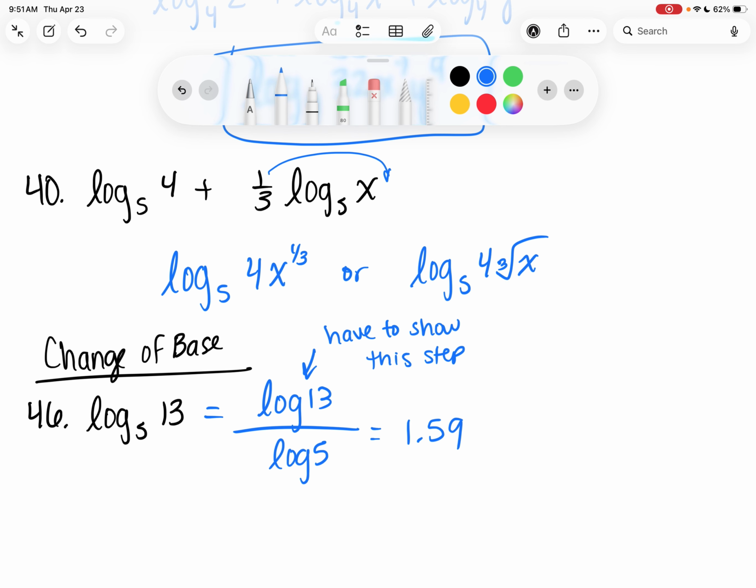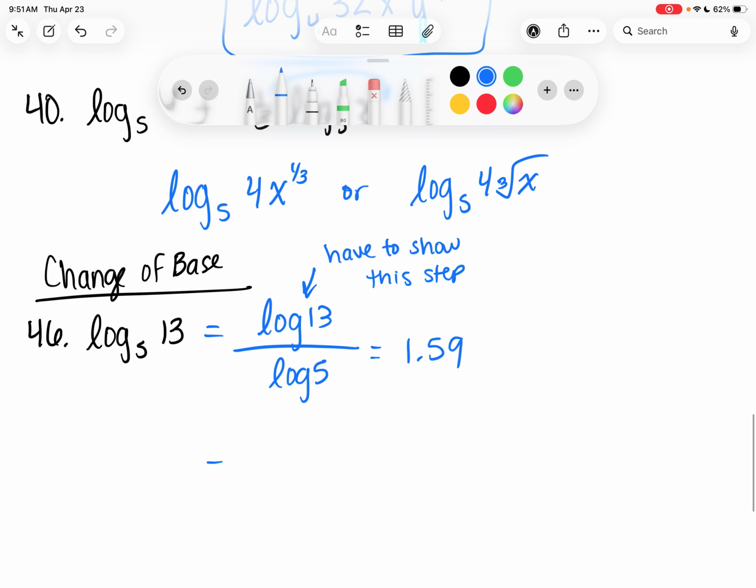All right, now just to prove to you that no matter what I use, it's going to give me the same thing, do the ln of 13 over the ln of 5. So this would be if I changed the base to log base e. Same exact. Why are they the same? Because we're just changing the base so that it's something we can deal with.